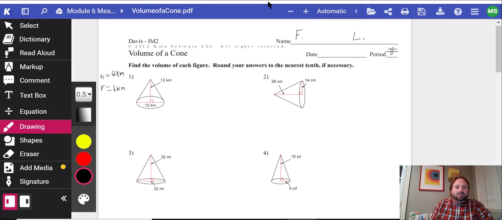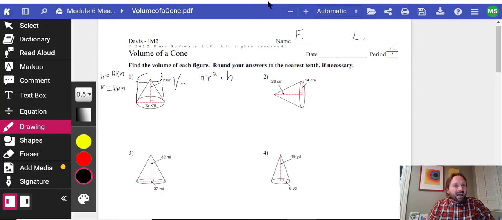Now, let's draw this and pretend it's its original shape. If this shape repeated all the way up without shrinking to a point, it would be a cylinder. So the volume of a cylinder is going to be pi r squared times the height.